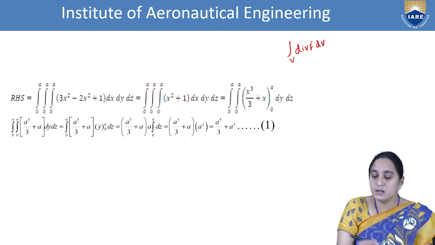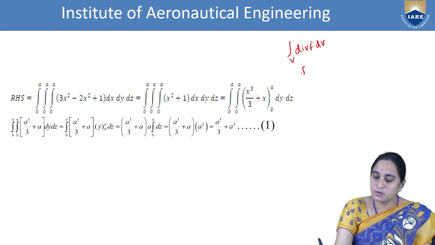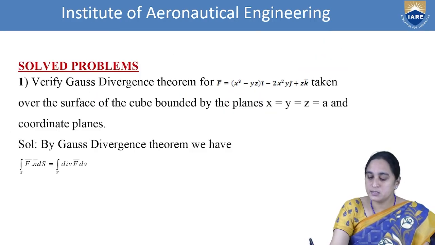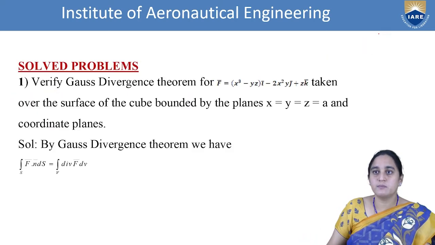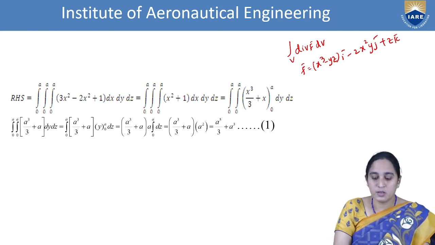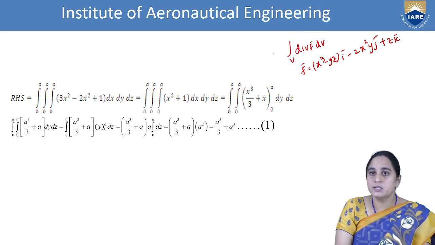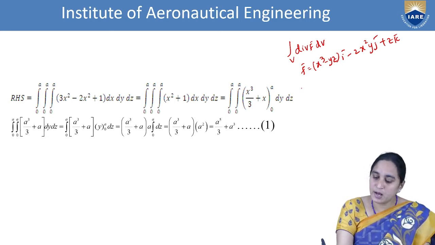But in the question, what is f bar? f bar is equal to x cube minus yz into i bar, minus 2x square y j bar, plus z k bar. This is the vector point function from the given question, that is f bar. Then what is the RHS part for the theorem? The integral over V of divergence of f bar dv. First I'll calculate that part. Here f bar is the given one, and what is divergence of f bar?